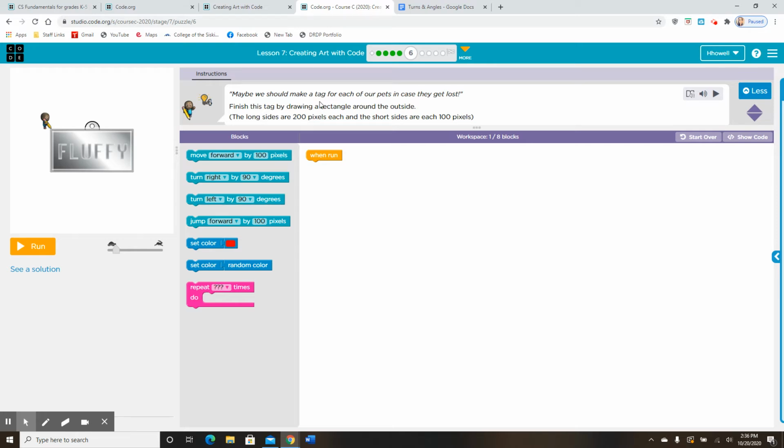So maybe we should make a tag for each of our pets in case they get lost. Finish this tag by drawing a rectangle around the outside. The long sides are 200 pixels and the short sides are 100 pixels. So we are going to make a long rectangle. Now, I want you guys to pause me and I want you to play around with as many blocks as you can to try to sort it out. You can use up to 8 blocks. Good luck, guys.